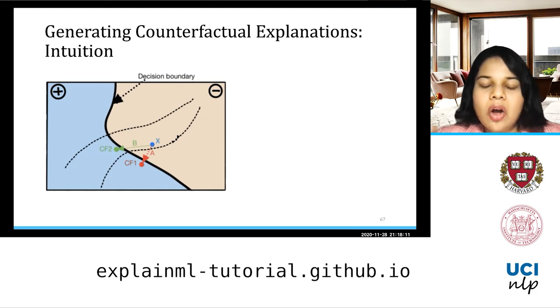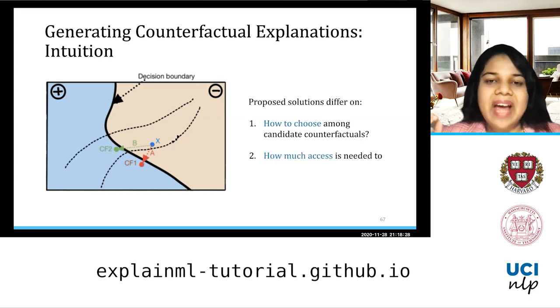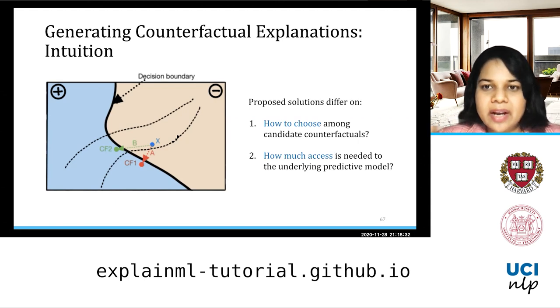A lot of the different algorithms designed to generate counterfactual explanations differ on two key questions. One is how to choose among the various possible candidate counterfactuals, and the second is how much access is needed to the underlying predictive model when we are trying to determine what the counterfactual would look like.